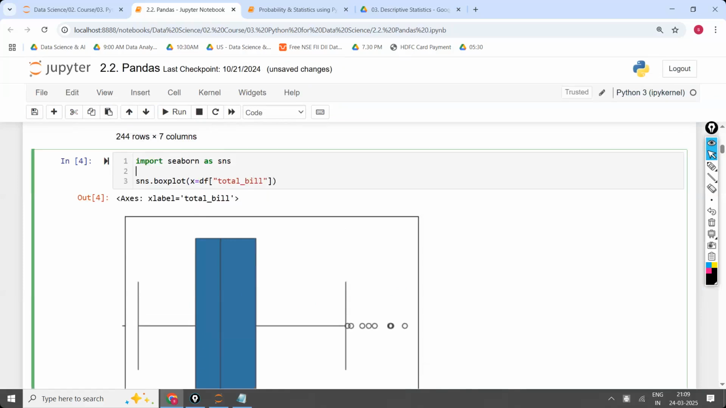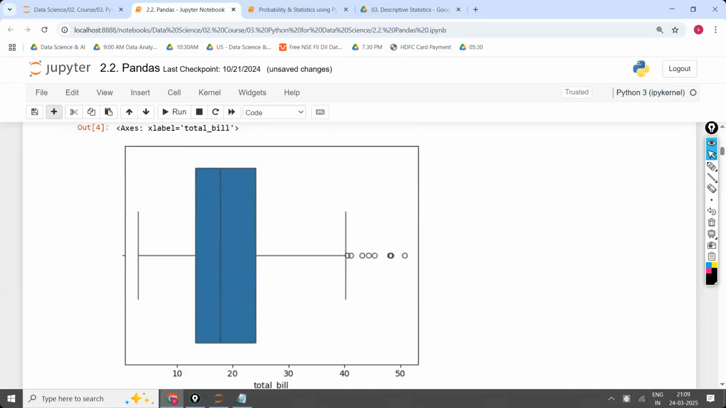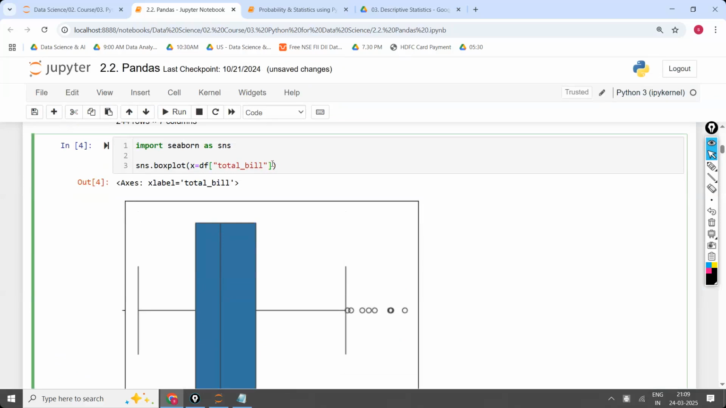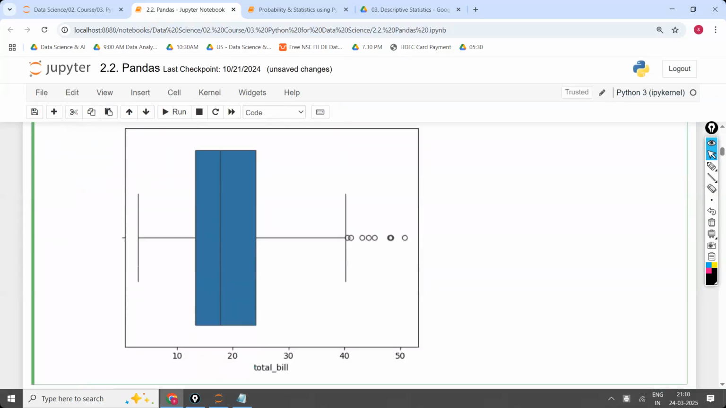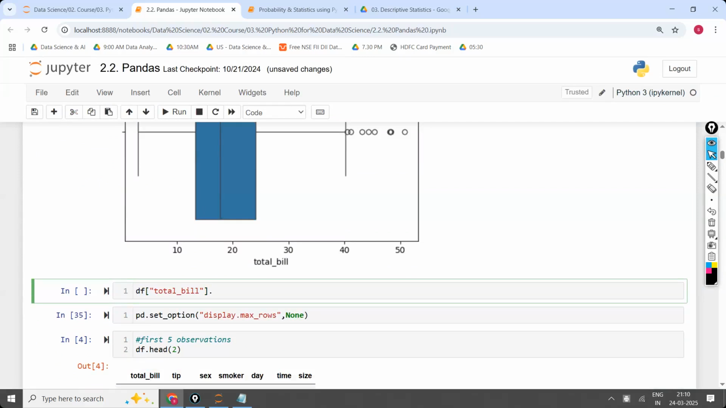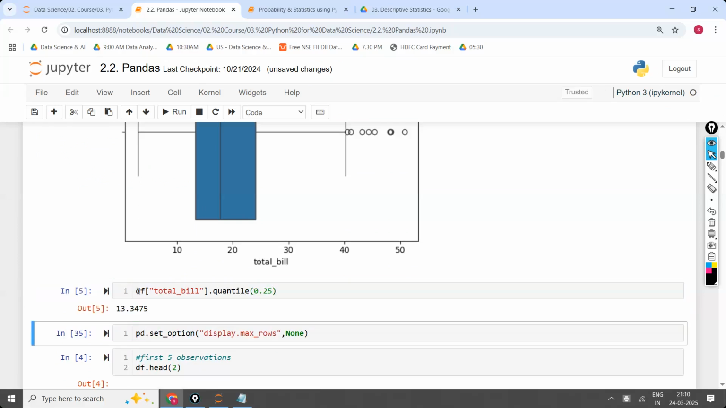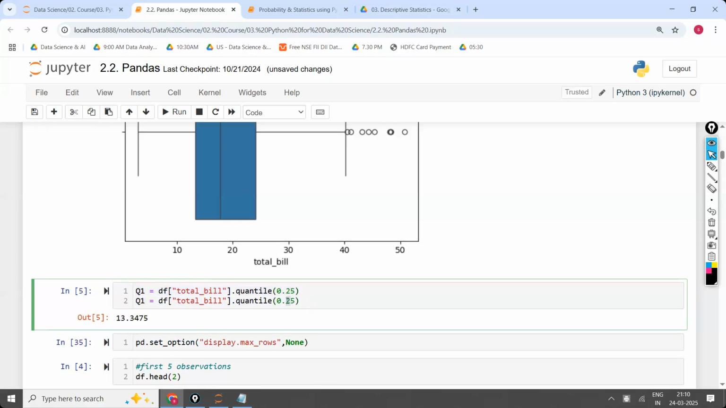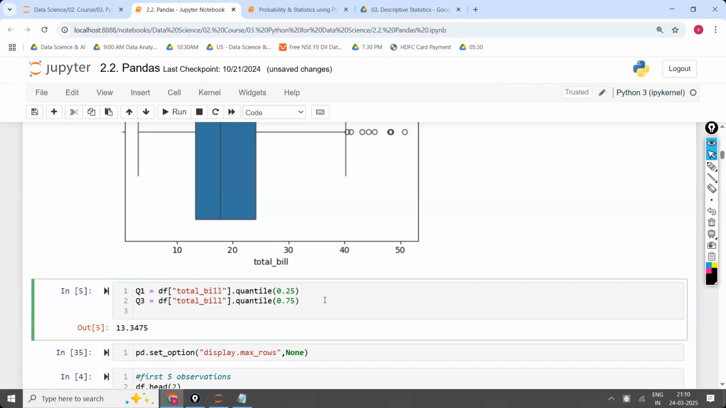Now let us cross check so that you will get clarity, right? For the DF of total bill, I'm applying the quantiles. Quantile of 0.25, what is 0.25 quantile? This one is called Q1. Next, quantile of 0.75, that one is called Q3. Next, IQR.